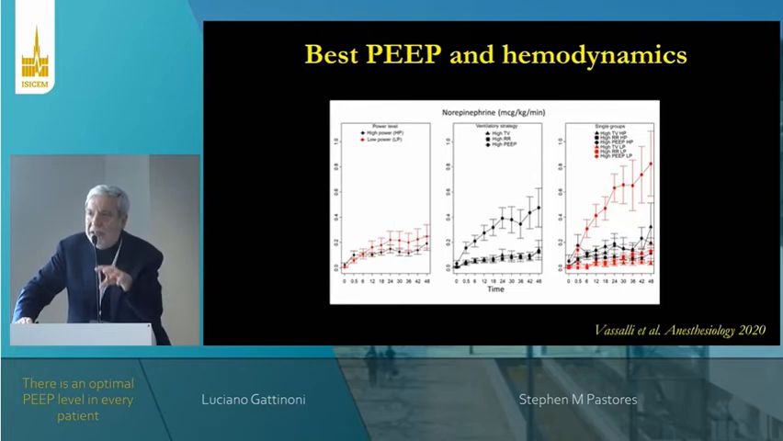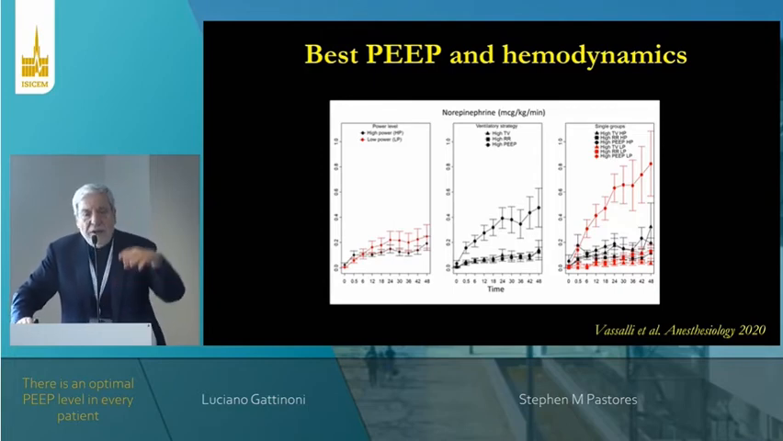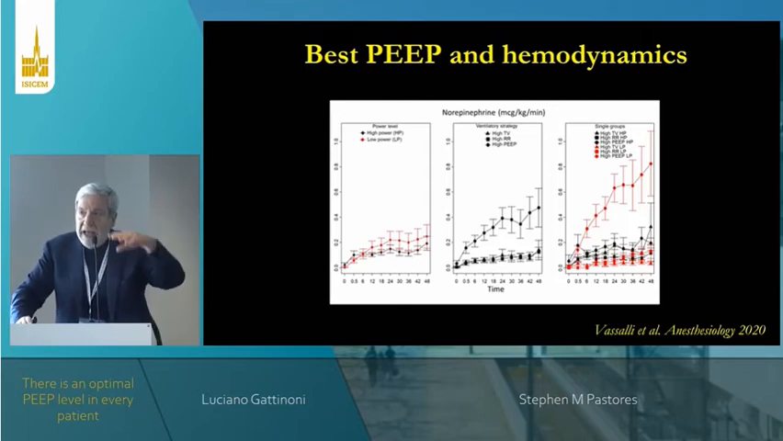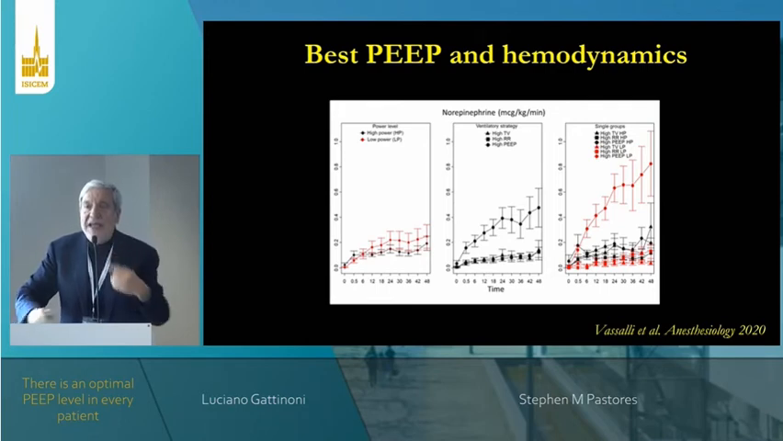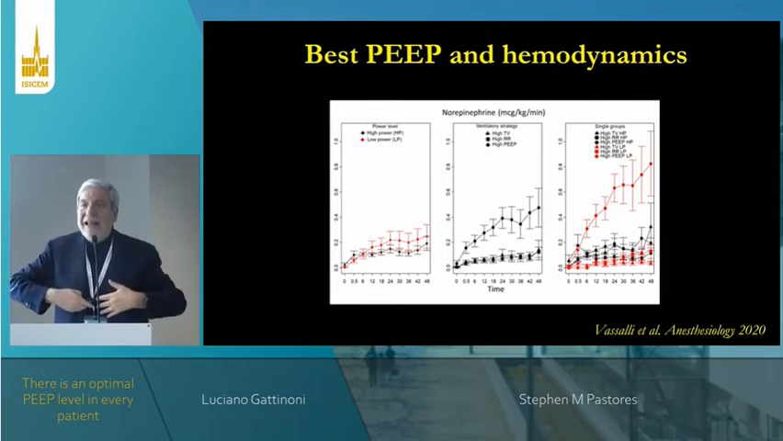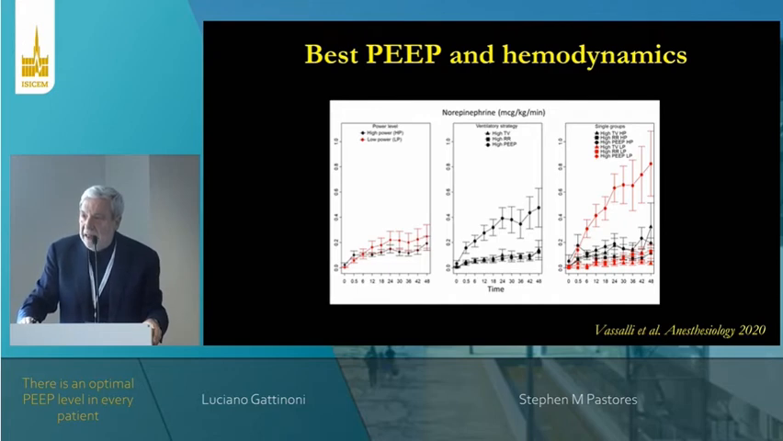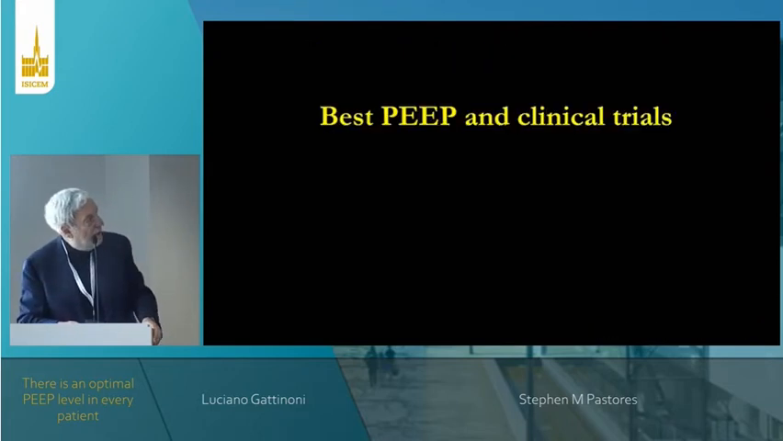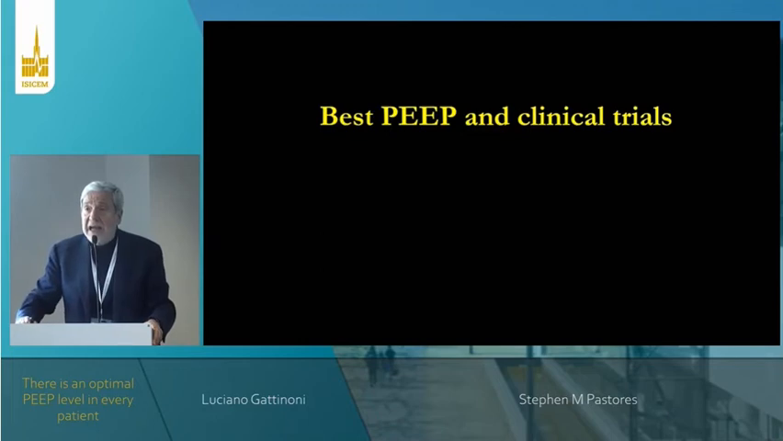And why is the hemodynamics so important? Because when you have PEEP, and very high PEEP, you don't have a single second in which the blood can flow freely into the lung. So, best PEEP and clinical trials.